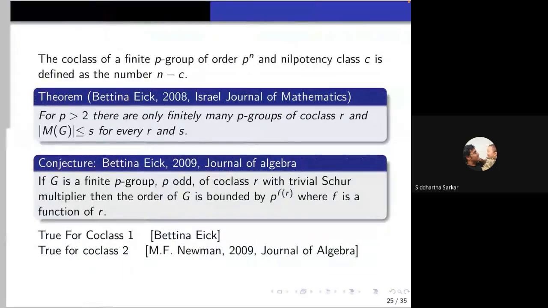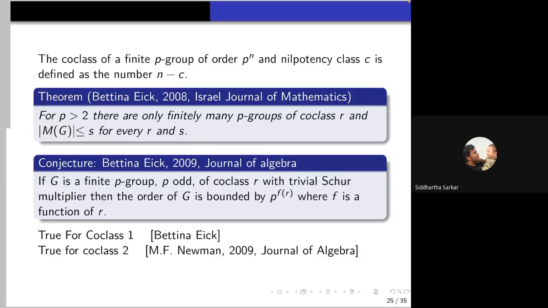Okay, so I'll finish by stating an open problem, a sub-problem of the first problem I mentioned, that is the classification of groups with trivial Schur multiplier. So the co-class of finite p-groups I have already defined.